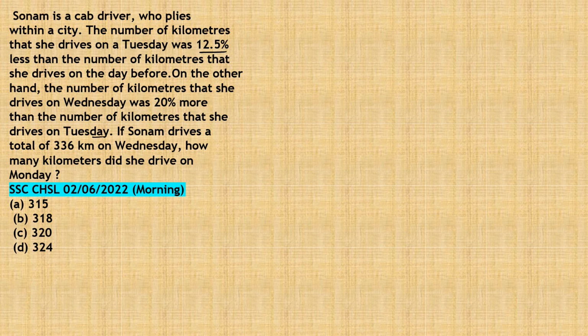We need to find the initial value, that is Monday. On Tuesday, it was 12.5% less than Monday. 12.5% in fraction form is 1 by 8. On Tuesday, it was 1 less than 8, that is 7 by 8, and Wednesday was 20% more than Tuesday, that is 20% is 6 by 5, and on Wednesday it was 336 kilometers. We need to find the value of Monday.